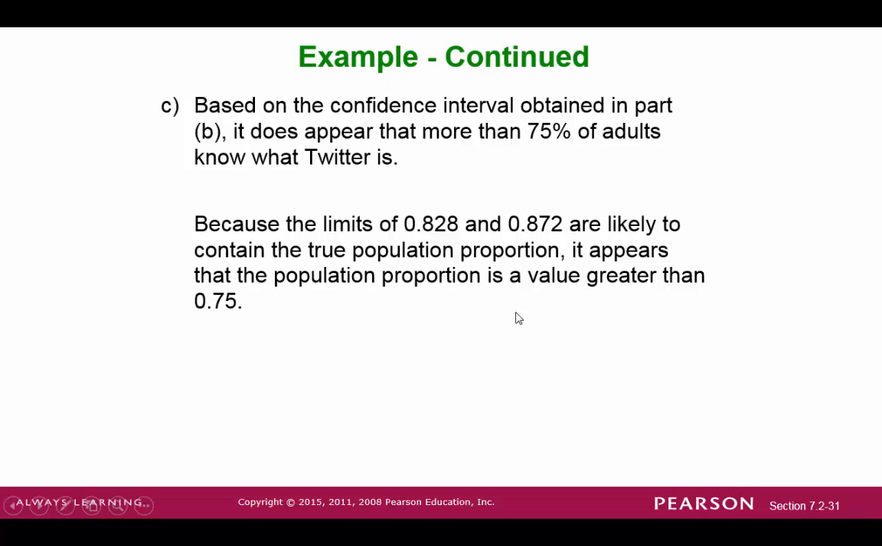0.872. Now, to try to answer this question, based on our confidence interval, does it look like we have more than 75%? So our limits start at 0.828, which is about 82%, and then it goes higher after that. So we're clearly above 75%. So it does appear that the population proportion is in fact greater than 75%.